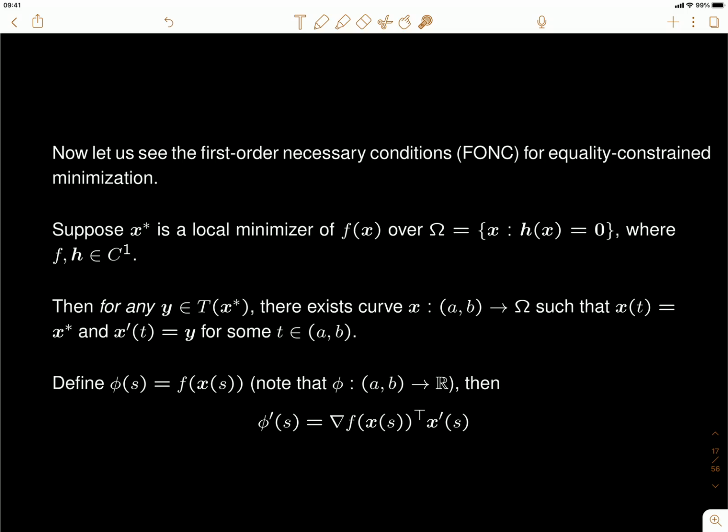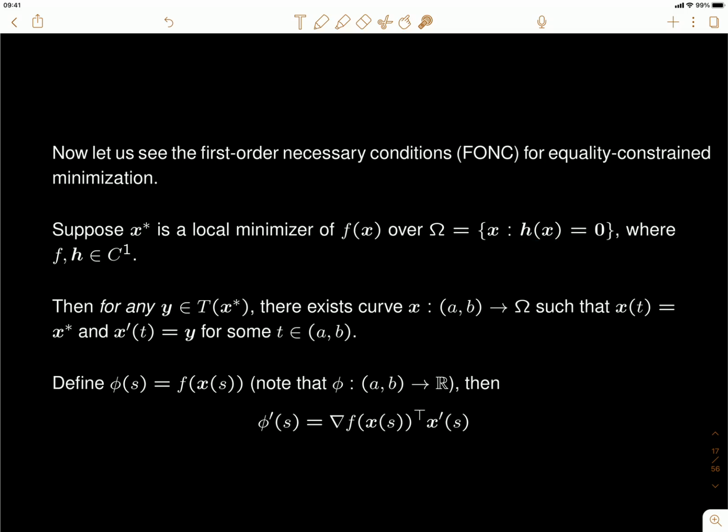at the beginning of this semester. Okay, let's specify what that exactly is. So now suppose x star is a local minimizer of f over omega, and then because x star is a point on omega, h of x star must be equal to 0.